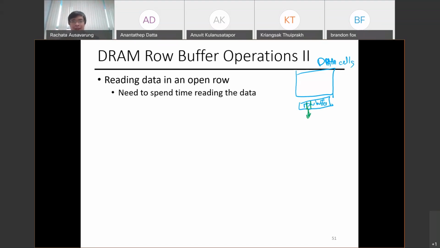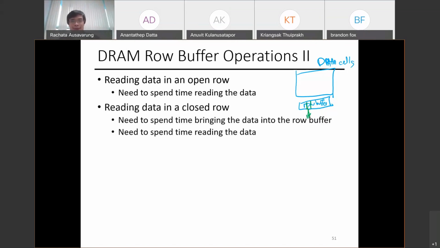That's it. What do I have to do if I have a closed row and I need to read the data? It is this. First of all, you need to first move this row.